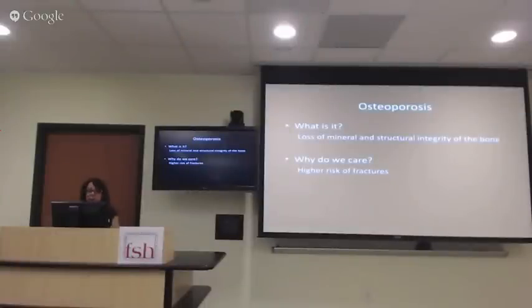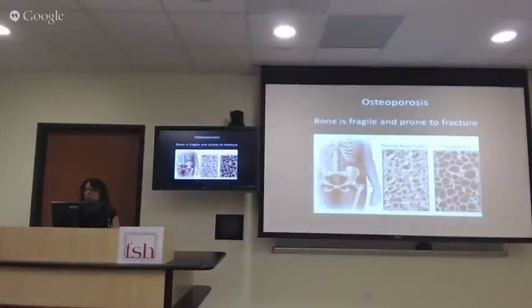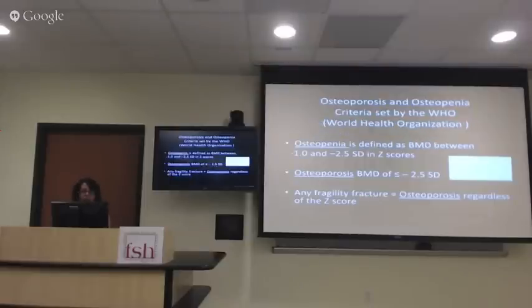for osteoporosis. So if we were to look inside the bone, we talked about the trabecular bone, that honeycomb structure. You can see the normal bone matrix. Next to it, osteoporotic bone. You can see it's very porous. There's very big holes. And it's much more fragile and much more prone to fracture.